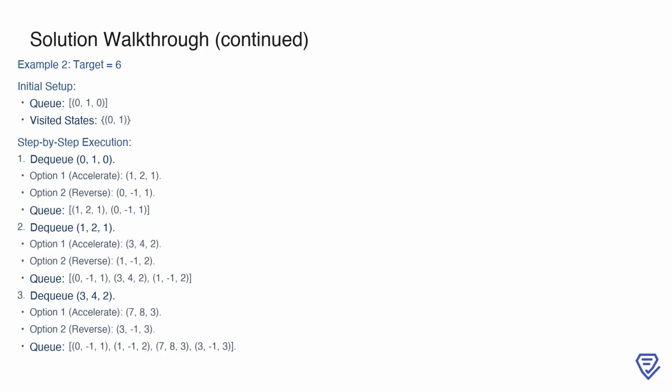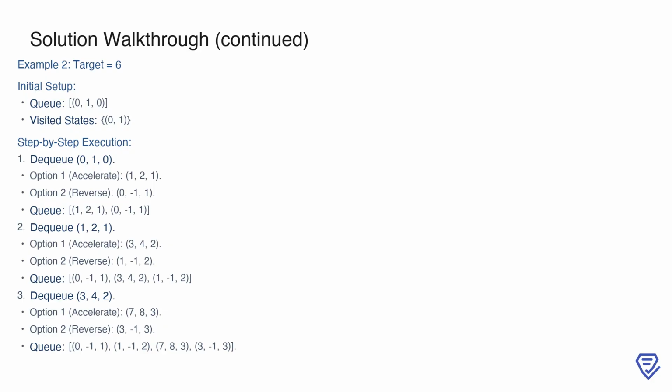We start with the same initial setup, a queue containing the state 0, 1, 0, and a visited set initialized with 0, 1. First, we dequeue 0, 1, 0, and evaluate the actions. Accelerating results in the state 1, 2, 1, while reversing results in 0, -1, 1. Both are added to the queue and visited set, leaving the queue as 1, 2, 1, 0, -1, 1.